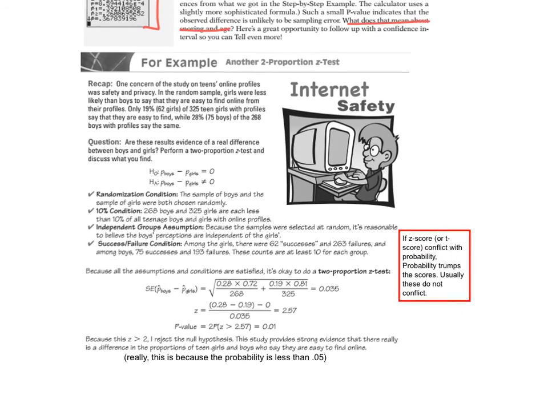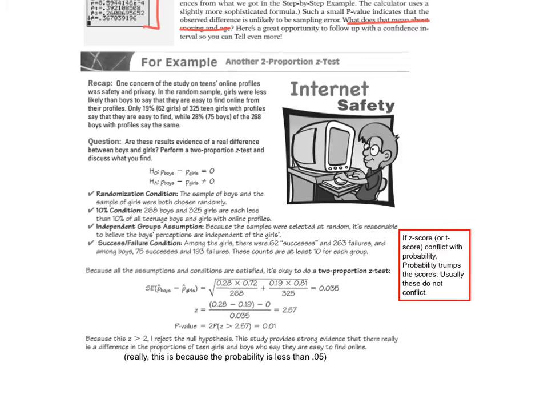Okay, so again, they're talking about internet safety, aka how many of them have online profiles. Notice their alternate is it does not equal 0 again, because they say, is there evidence of a real difference between boys and girls? So they don't say one way or the other, whether one's higher or lower. If they did, then you'd want to say greater than 0 or so on. You could also set these up as probability of boys equals probability of girls, because if you add it over, it's the same thing. So if that makes more sense to you, feel free to use it.